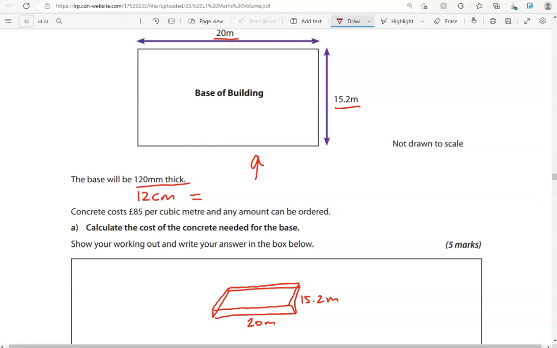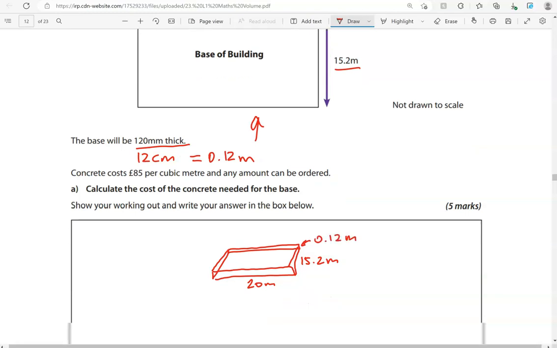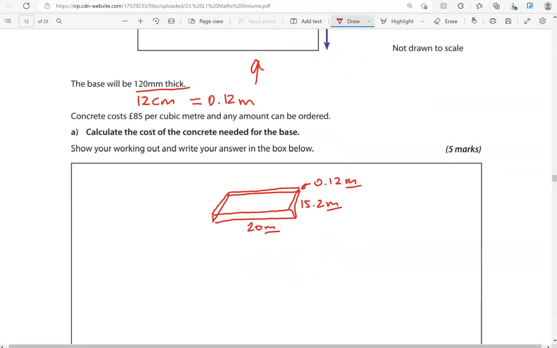Now that is, in meters, 0.12. You can divide 12 by 100 and it's going to give you 0.12. Why divide by 100? Because there are 100 centimeters in a meter. So depth here will be 0.12 meters. Now we've got all three dimensions in meters, so we can just multiply them to work out the volume.